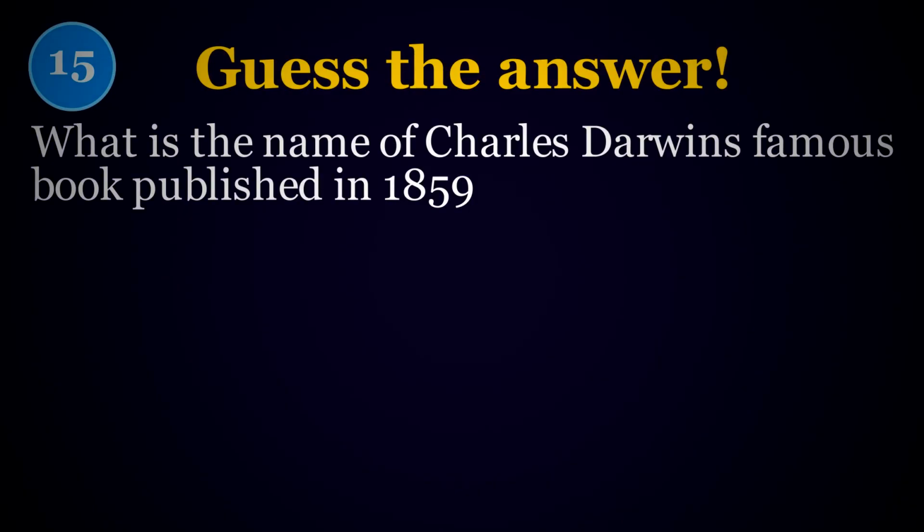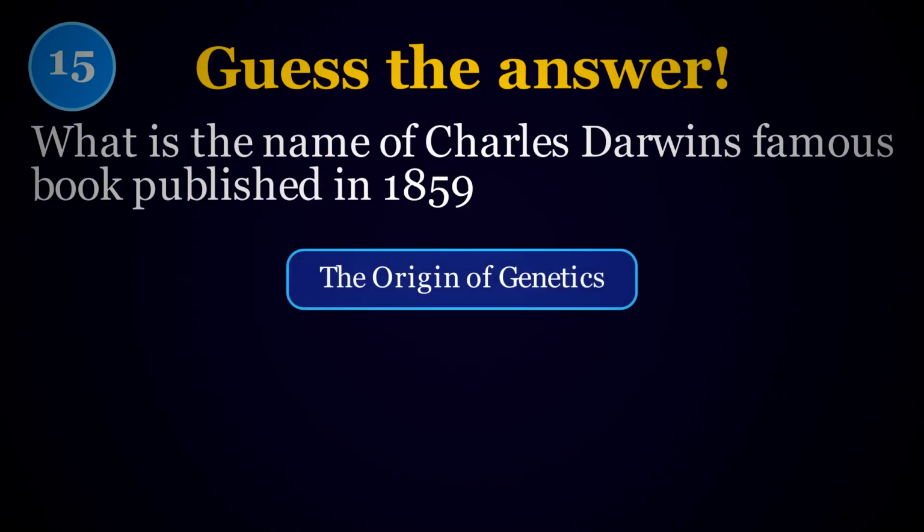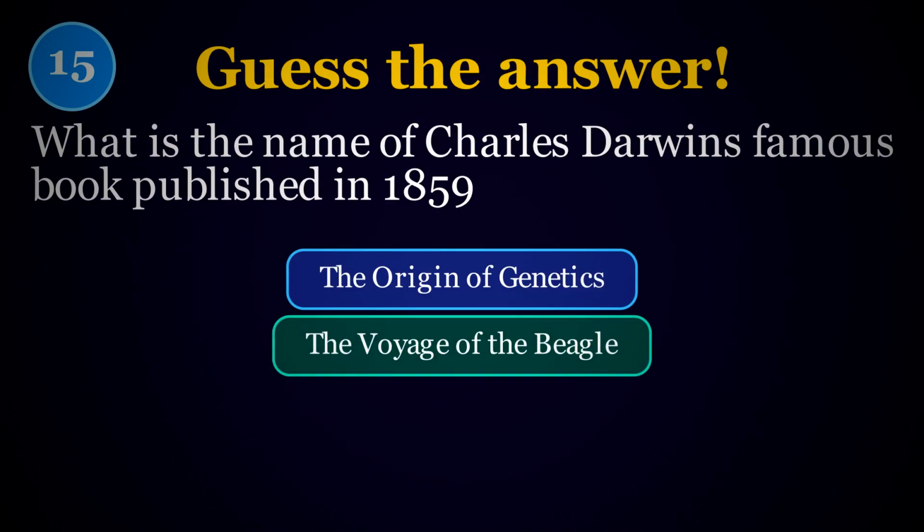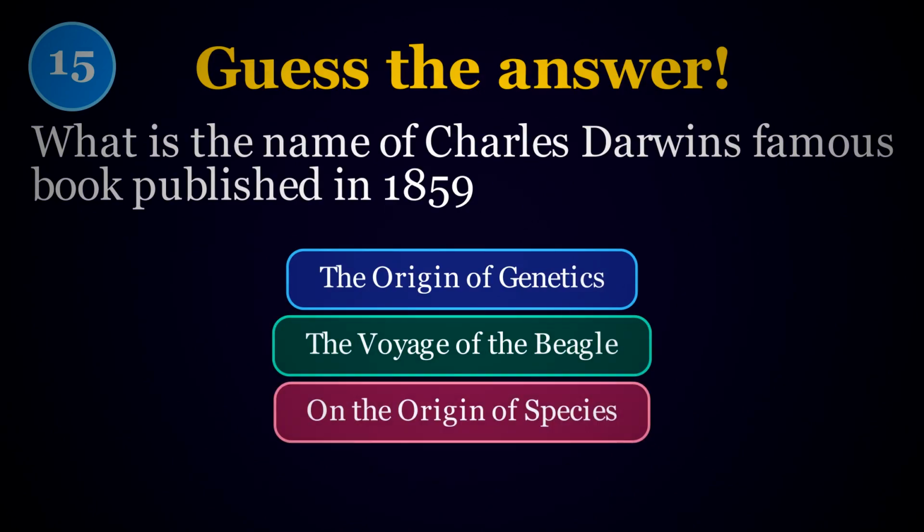What is the name of Charles Darwin's famous book published in 1859? The Origin of Genetics. The Voyage of the Beagle. On the Origin of Species.